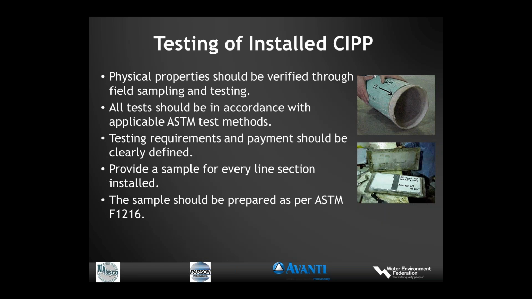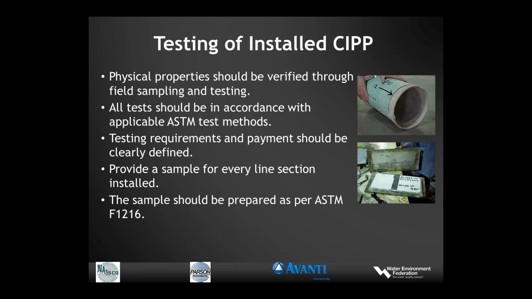And you see the two accepted methods in ASTM F1216 in the photographs at the right. The upper is a manhole sample where a pipe of like size, that happens to be a PVC pipe, is placed in the manhole, and the CIPP is inverted or pulled through that and cured, and then that is cut out and becomes the sample for thickness testing and physical properties. That works up to 18-inch.